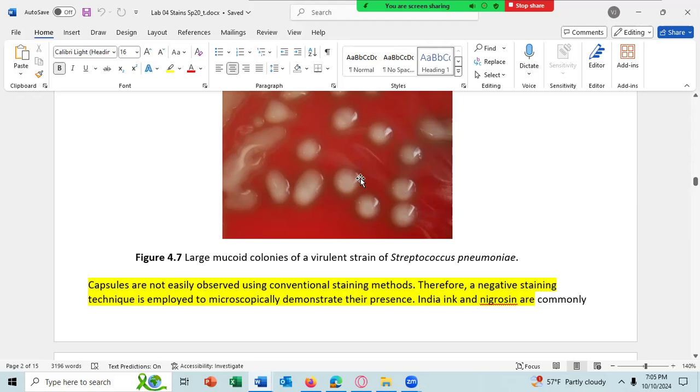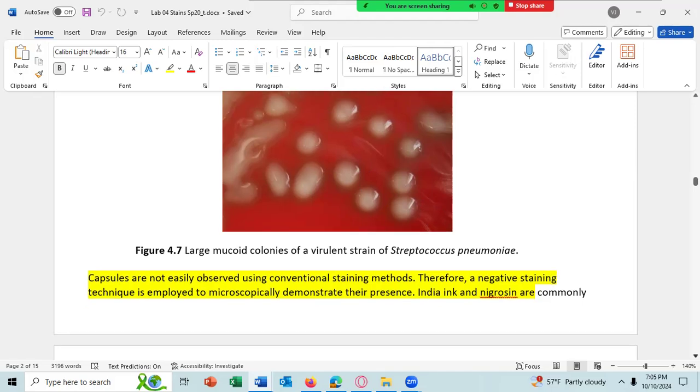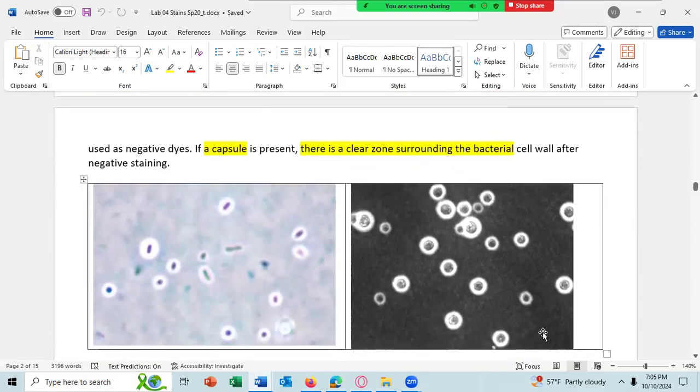Capsules are not easily observed with conventional staining methods, so we frequently will use a negative stain where all you're doing is adding India ink or nigrosin to the cells, and then you're looking at the cells in a wet mount where the India ink may be the only portion of the wet mount, or it could be water in there and there's India ink as well. And so you're not allowing the slide to air dry. You're looking at it directly under the microscope. And that way the capsule is not destroyed.